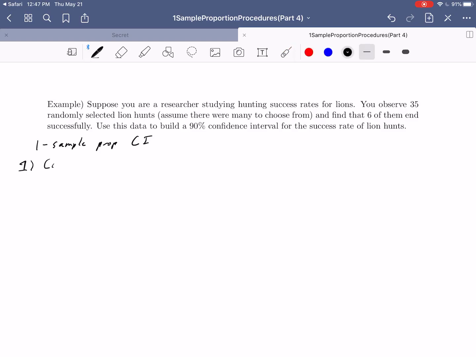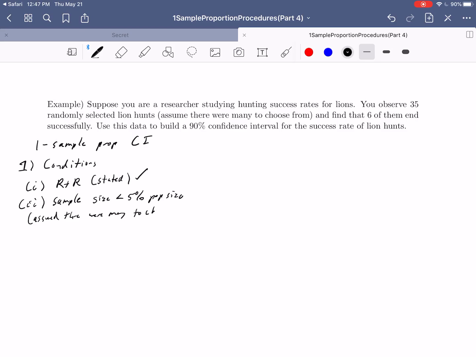For the conditions here, the first one is that our data needs to be random and representative. And that is definitely stated, so we're all good there. The second one is that our sample size needs to be less than 5% of our population size. And that is assumed there. It said there were many to choose from. So we're all good with that.